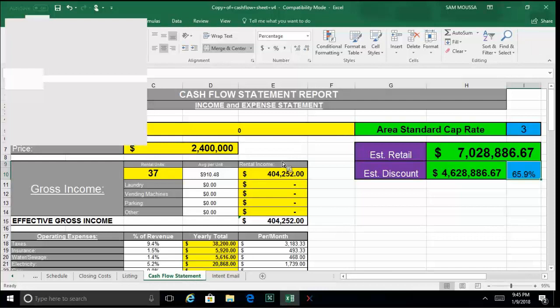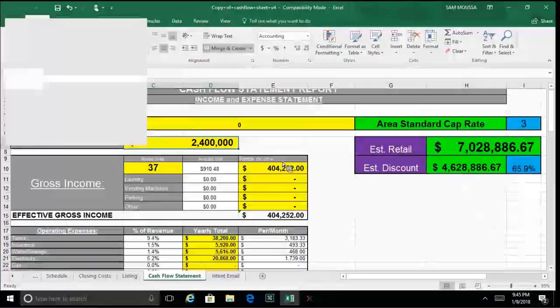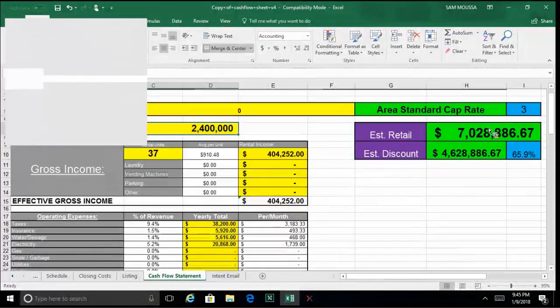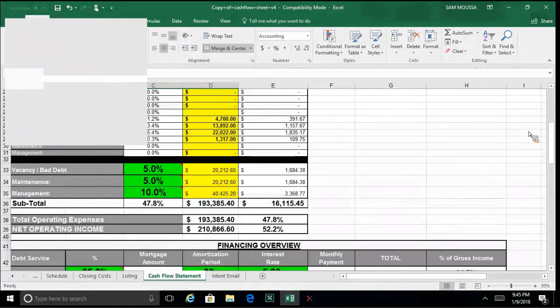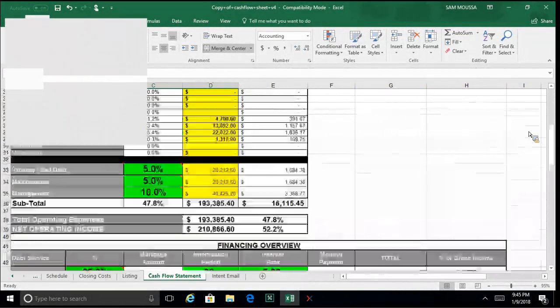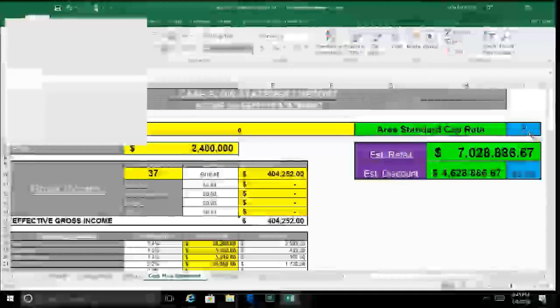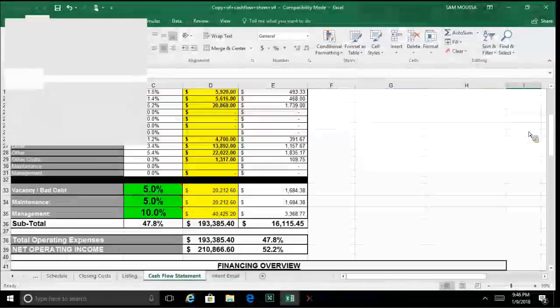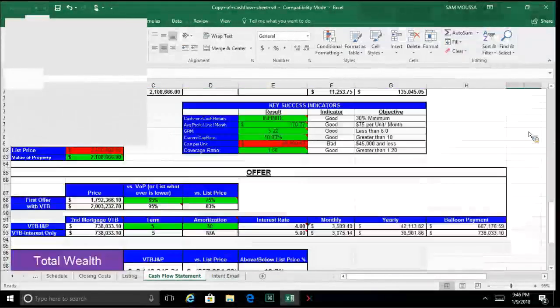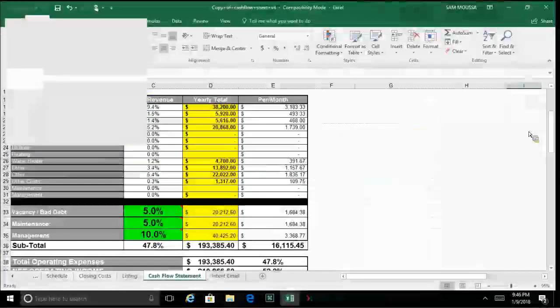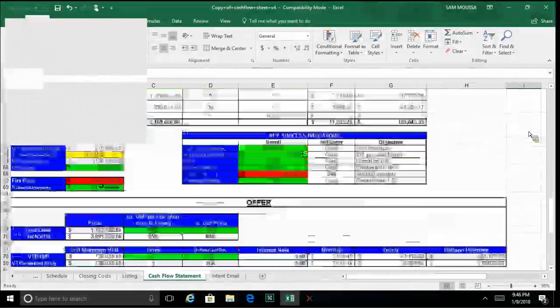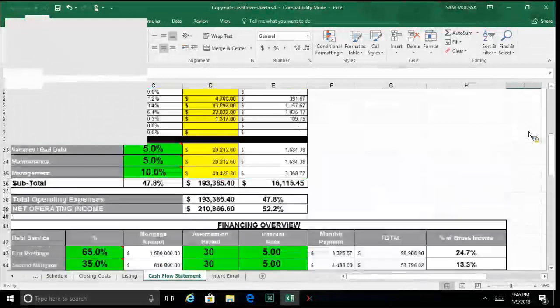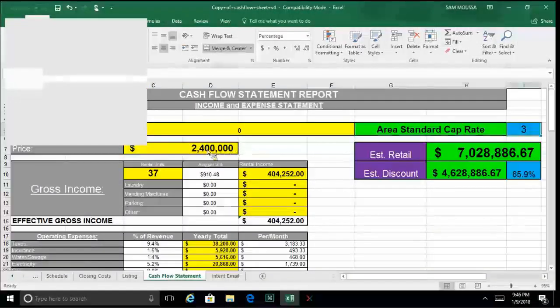Now, this price here is the list price, or what we've negotiated as a price so far. It's 2.4 million. We're running the numbers, and it's basically the same sheet. I've just added these other elements to give us more insight on the value of the property, because I don't want you to think that because a property doesn't cap at 10, it's not valuable or an opportunity.